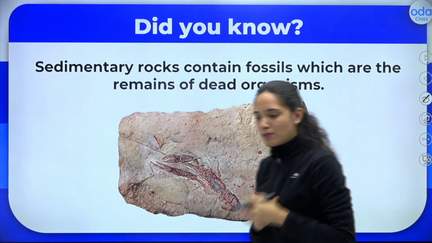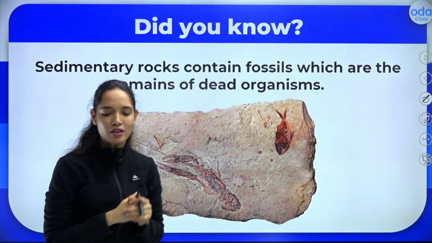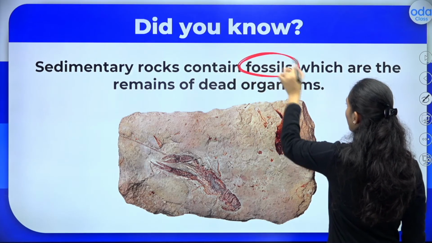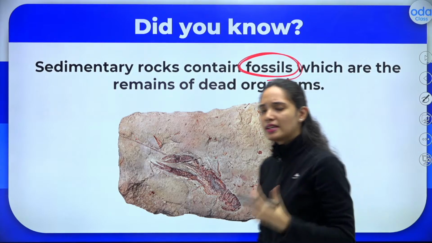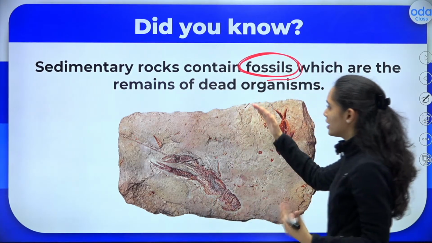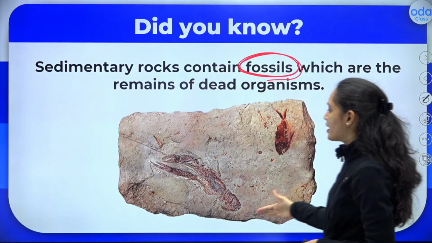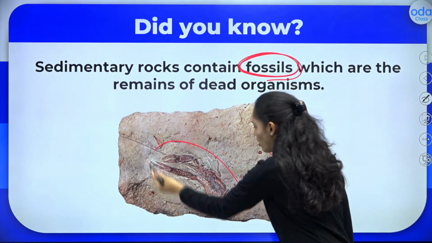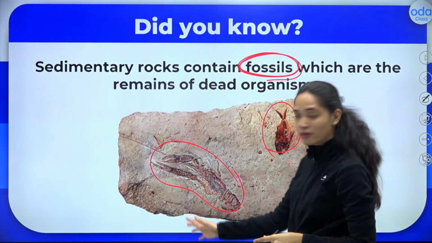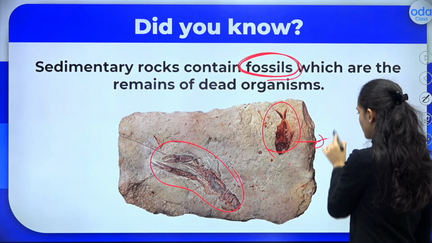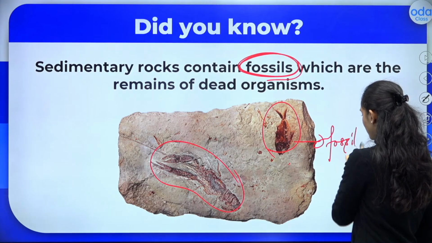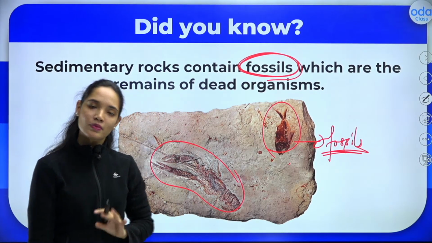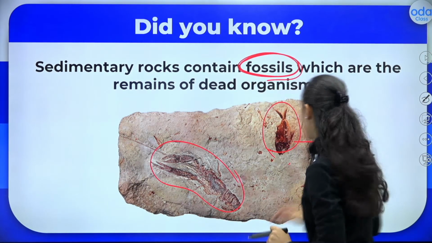So students, the most special thing about sedimentary rocks is that they contain fossils. What do you mean by fossil? These are the dead remains of a dead organism. So this is a sedimentary rock. I hope you can see a print of a dead organism. This is a fish and this is a prawn. So these are nothing but fossils. Students, the speciality of sedimentary rock is that it is the only rock that contains fossils. So this is how a sedimentary rock is formed.